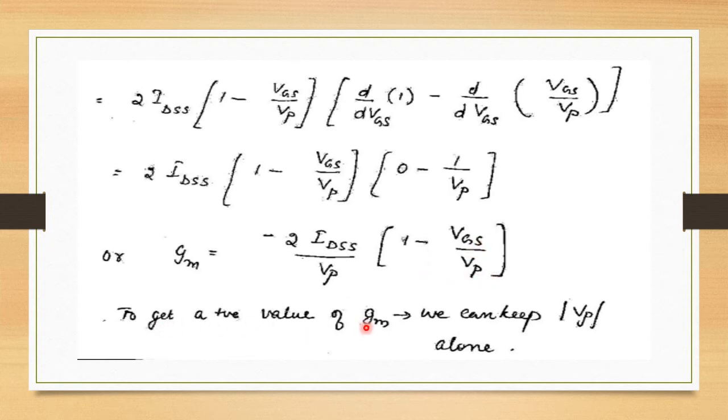If we want to keep gm a positive value, we take the magnitude of VP alone, as a positive value. So this becomes a positive value, and we can define gm like this.